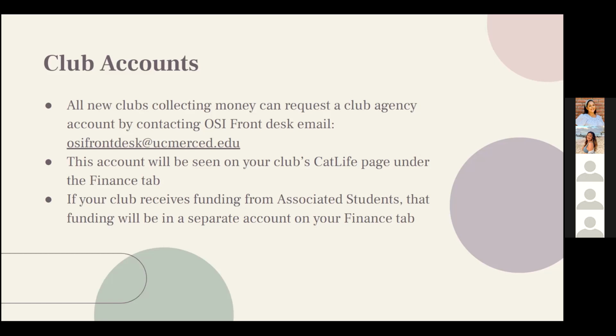If your club receives funding from Associated Students, that funding will be in a separate account under your Finance tab. So you typically have your club agency account, which is your club's money. And if you've been awarded funding from ASUCM, that'll show up under a different line in the finance portion of Cat Life.